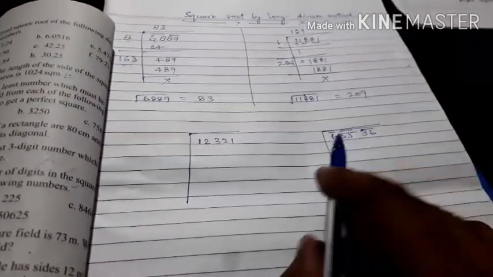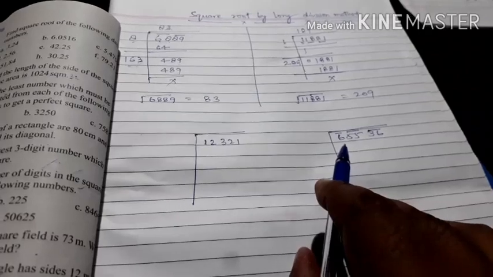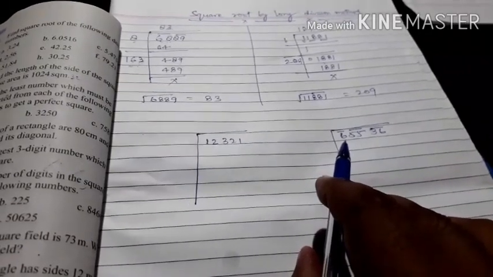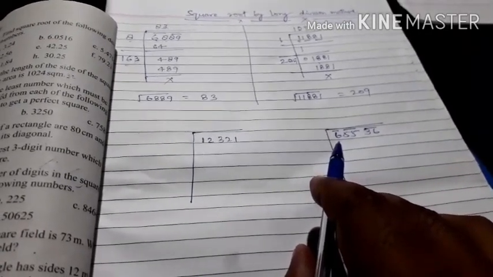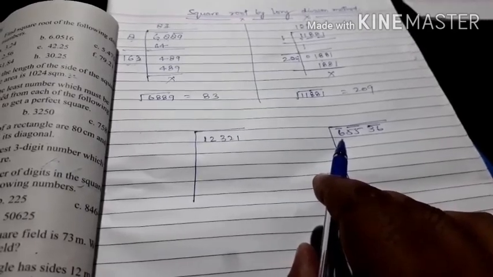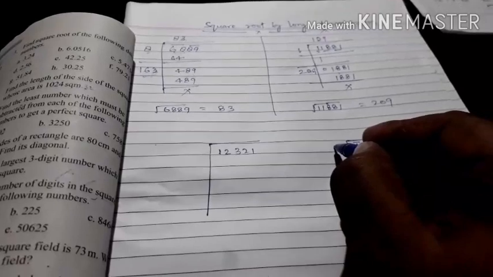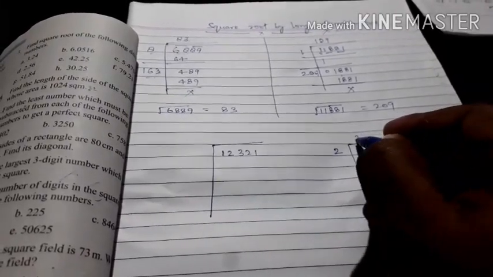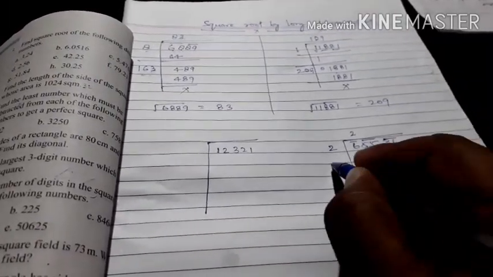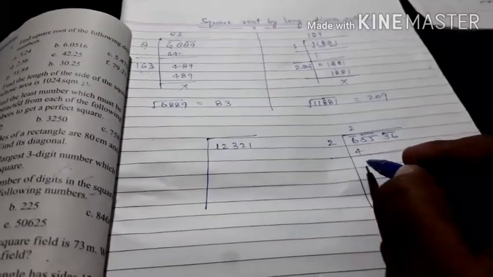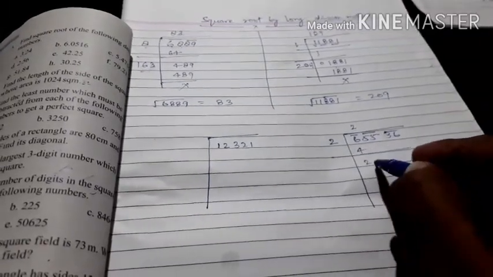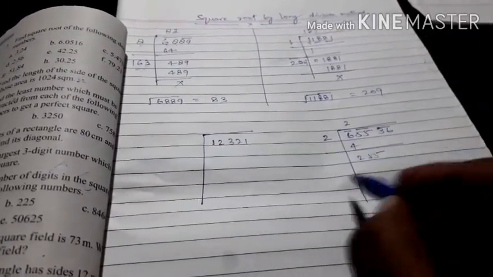So think of any number whose square is less than or equal to 6. That is 2. The square of 2 is less than 6. The square of 3 is more than 6. So we have to think of the square of 2. So divide by 2. 2 2s are 4. Subtracting this, 2. Carry forward the next pair.